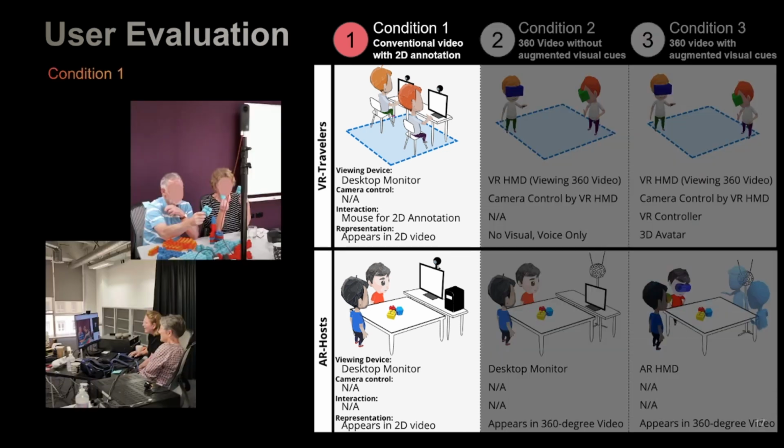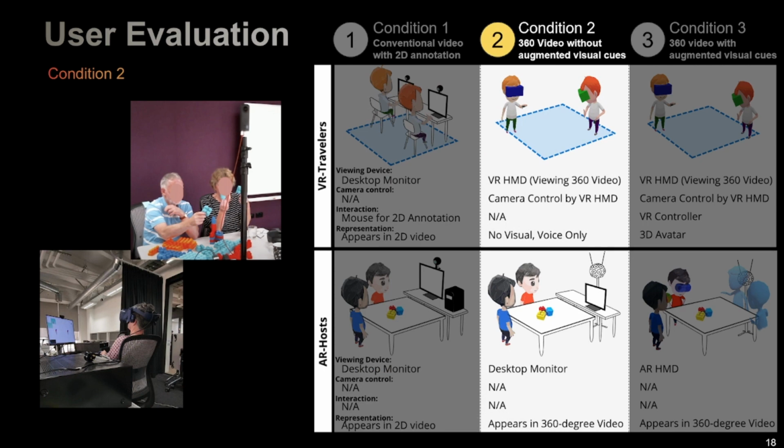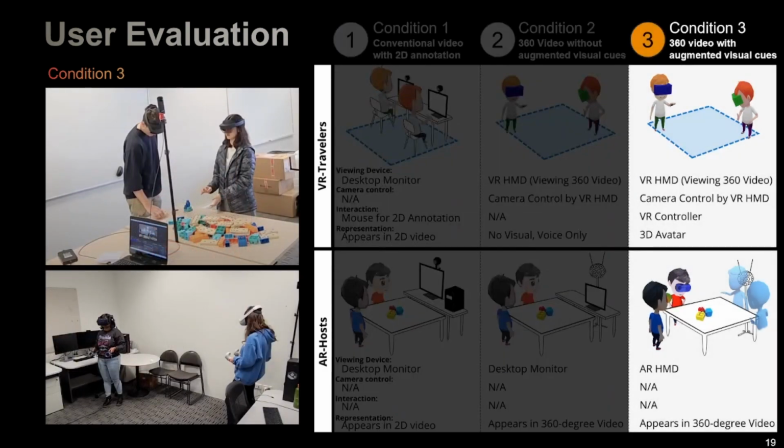The first condition was the usual 2D video streaming, same as Zoom. The second baseline was 360 video streaming without augmented visual cues, kind of like a passive viewing experience like YouTube. The last one is MR-MAC.